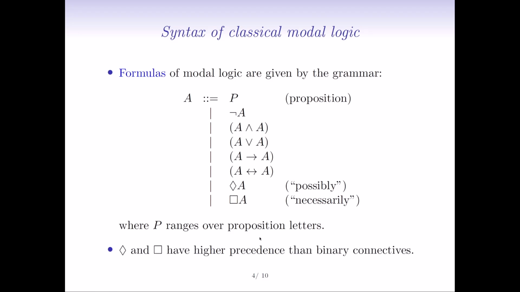One more notational note, I suppose, is that usually we consider the box and diamond modalities to have higher precedence than the binary connectives, so they bind tighter. So for example, if I write the formula box A and B without brackets, then what you think is that the brackets are implicitly around box A, so it's (box A) and B, and not box with the brackets around the A and B. If we want to disambiguate, then we can always put the brackets back in.